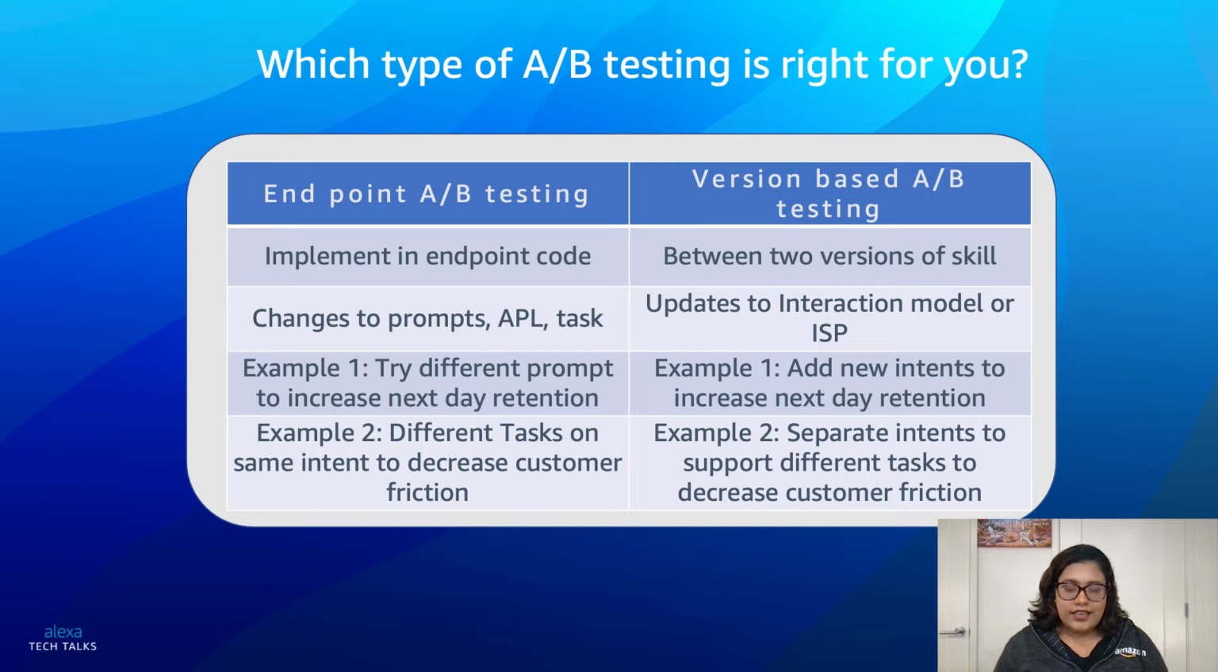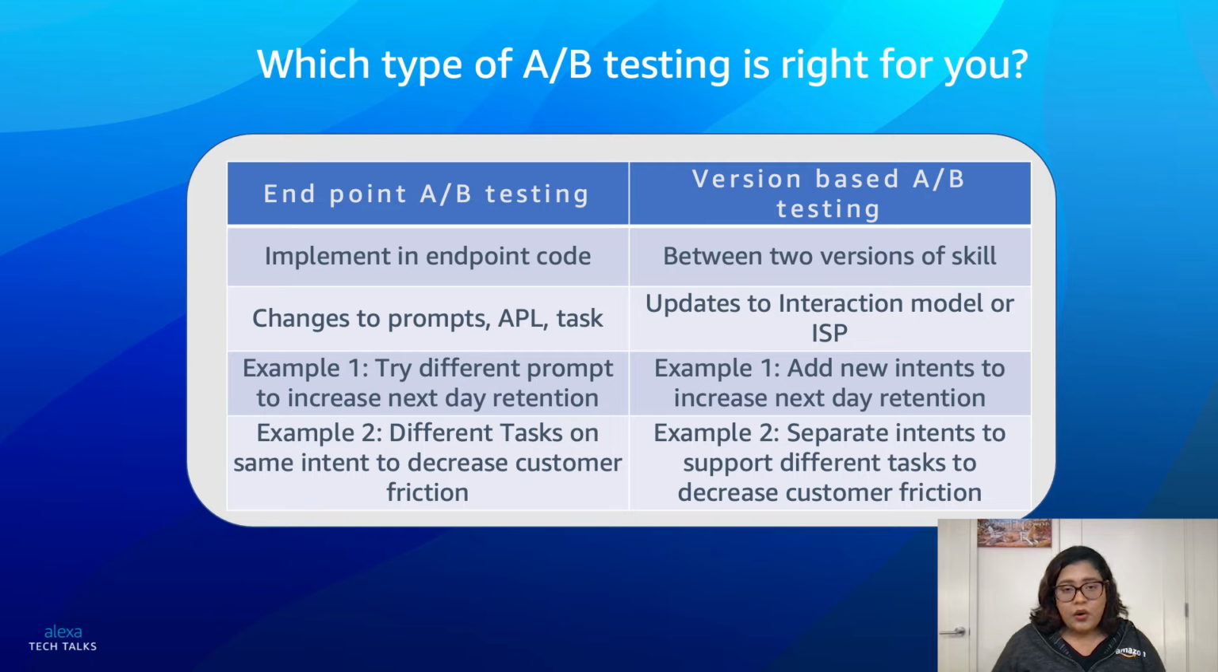A version of a skill is a snapshot in time of its manifest, interaction model, in-skill products, and endpoint code. With version-based A/B testing, you can A/B test between two versions of a skill. So essentially, you can A/B test major changes on interaction models and ISPs themselves. Endpoint-based A/B testing is limited to endpoint code. With this, you can A/B test changes to prompts, APL, and tasks, etc.